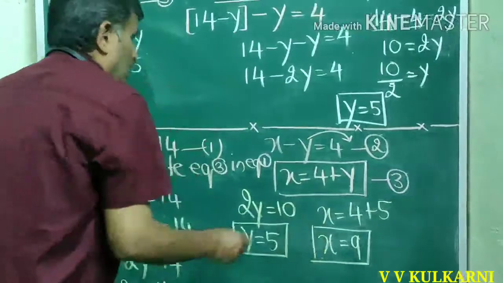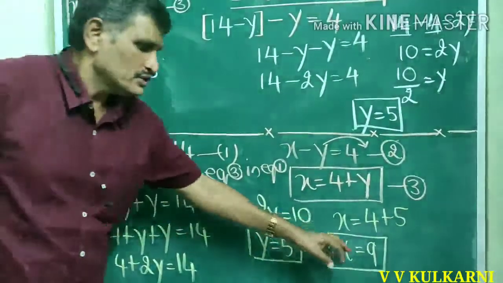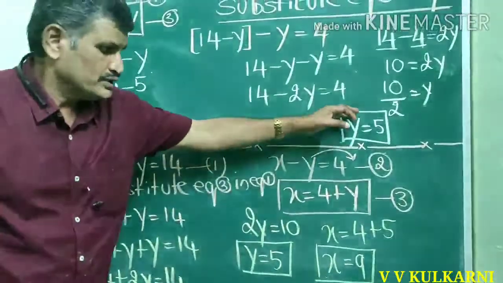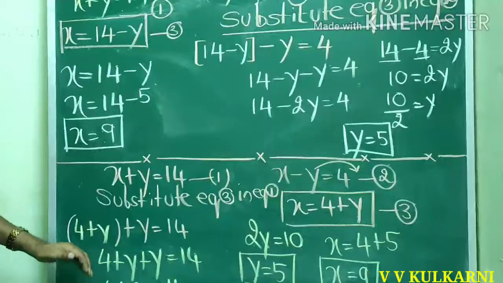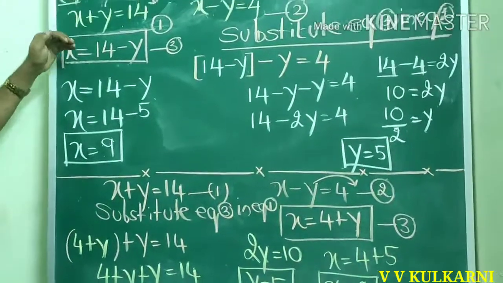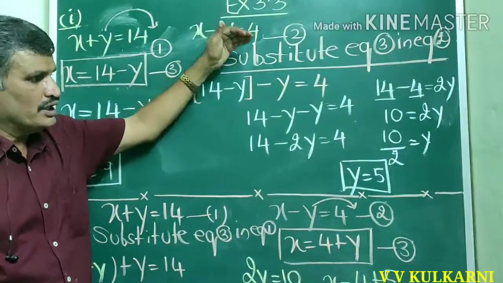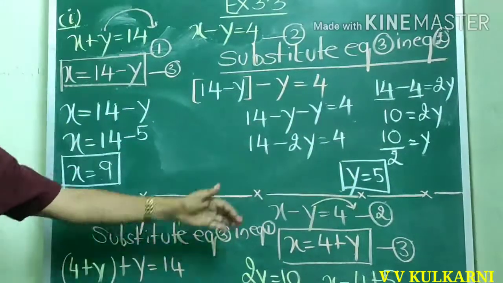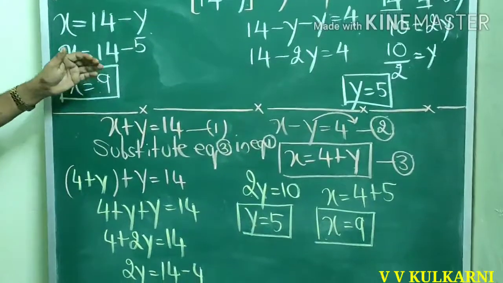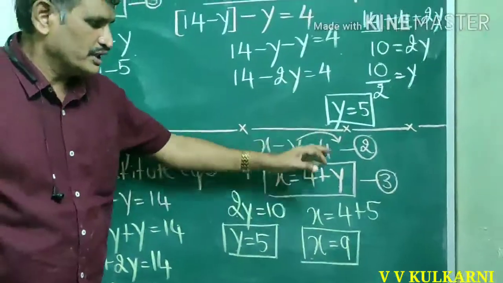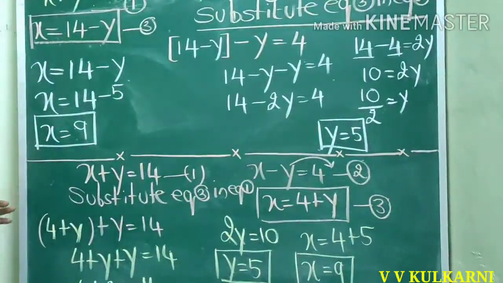So children, again you can check your answer. Here I got x equal to 9, here also I got x equal to 9, here I got y equal to 5, here I got y equal to 5. So in total what I want to tell you is, you substituted x from the first equation in the second equation, and the values are the same in both cases. Here you are substituting x from the second equation in the first equation, and even then the answers are the same.